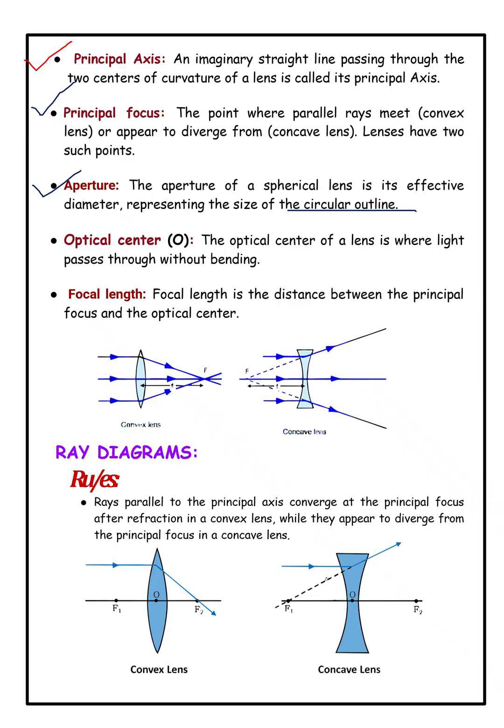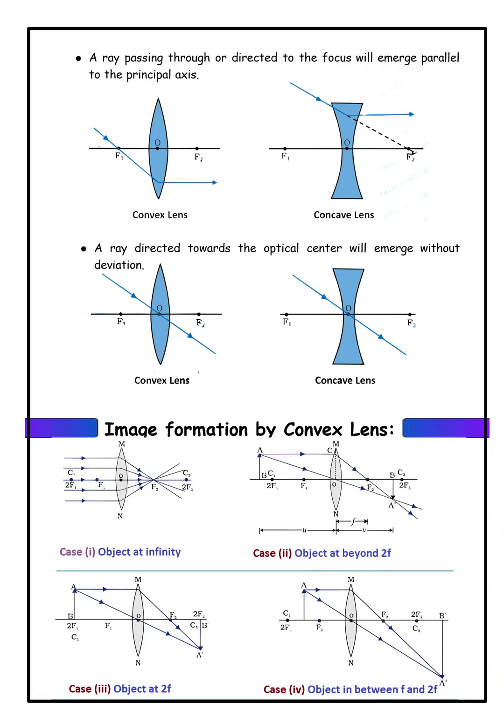Then you have the focal length. It is the distance between the principal focus and the optical center. Certain ray diagrams, which you see on the screen: rays parallel to the principal axis converge at the principal focus after refraction in a convex lens, while they appear to diverge from the principal focus in a concave lens. So looking at the diagram, you can even draw the diagrams in your notebook, and that will be more helpful to you for your exams.